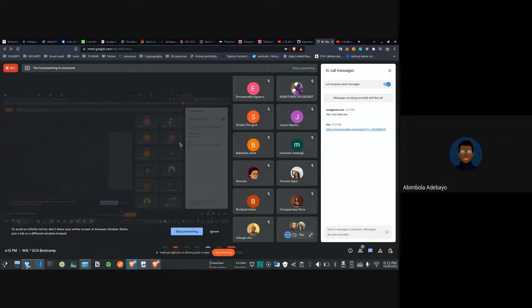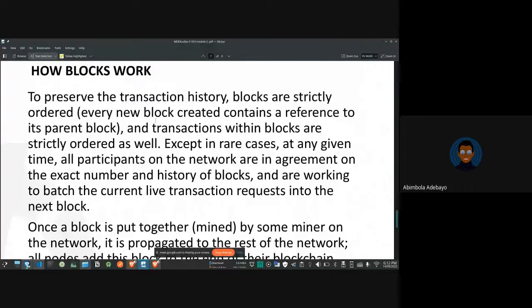So the blocks are majorly used to preserve transaction history, and these blocks follow order. Every new block you create has a reference to the previous block because it is a blockchain. Each block makes a reference to the block before it. That's what is referred to as the parent block.